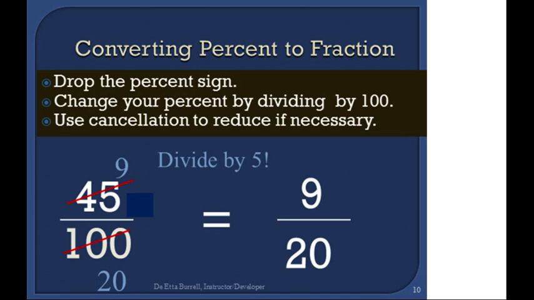Any questions on taking a percent and making it a fraction using division and cancellation? Since I want it to be a fraction, I don't need to worry about the percent sign. Remember, I got rid of the percent sign so I could make it a fraction. My ultimate goal is a fraction, not a percent here.